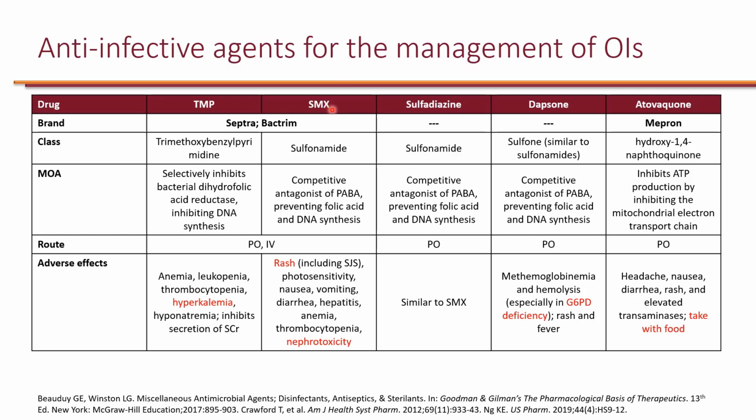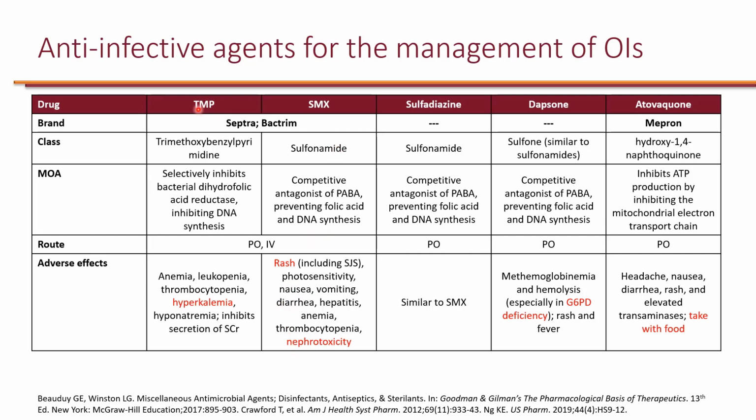For sulfamethoxazole, it's a sulfonamide, and for sulfonamide drugs in general, you want to think about skin reactions. So rash is the most common one, and sometimes it can be severe. So Stevens-Johnson syndrome can happen. It's rare, but it can be fatal. And other skin-related reactions include photosensitivity. In addition, sulfonamides can also have GI adverse effects, so nausea, vomiting, and diarrhea. And there can also be nephrotoxicity.